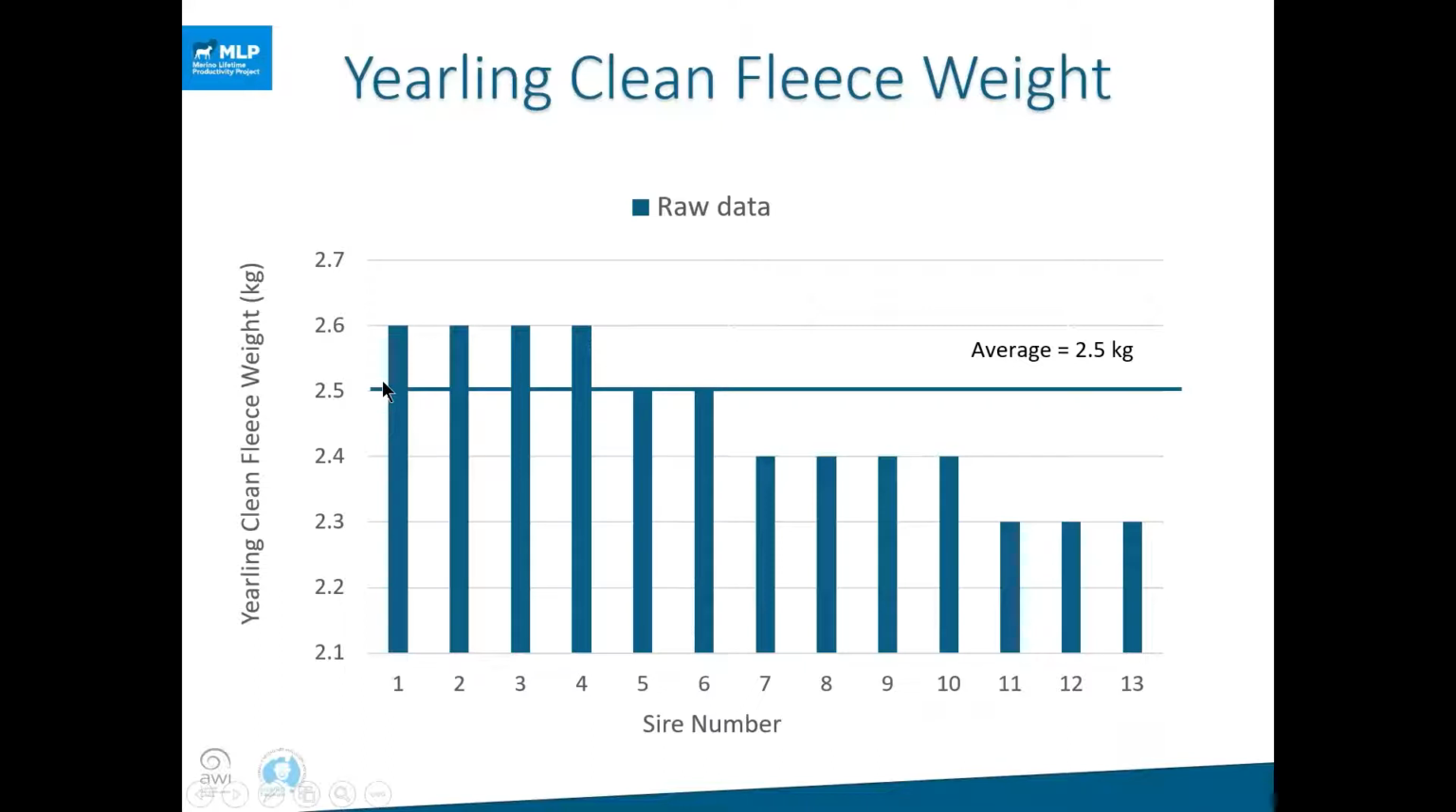If we're looking at selecting our top 4 rams for breeding using the raw data, we might select these 4 rams here that are ranked 1 to 4. So that's the raw data. We've got 4 rams with progeny above the average, we've got 2 sitting right on average, and then 7 of them sitting a bit below average.